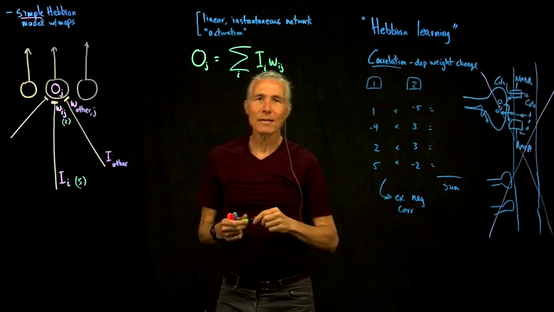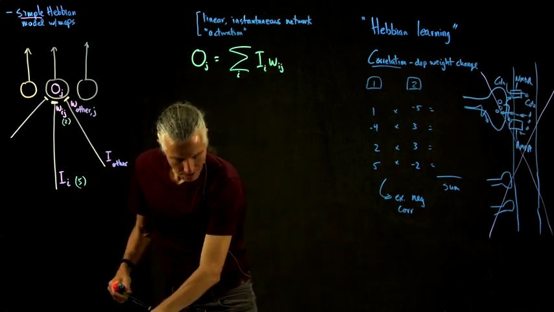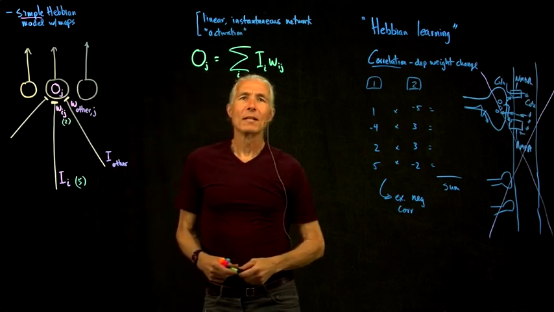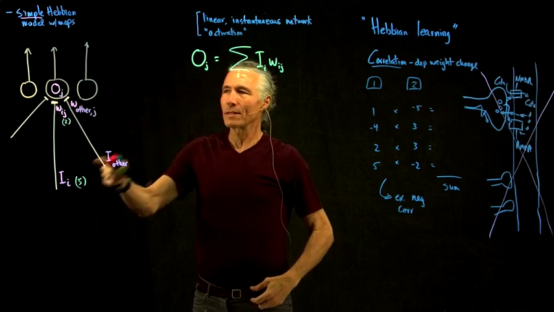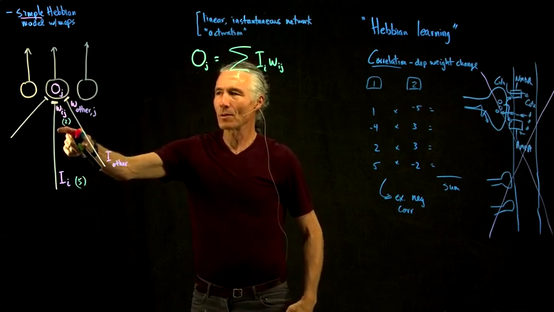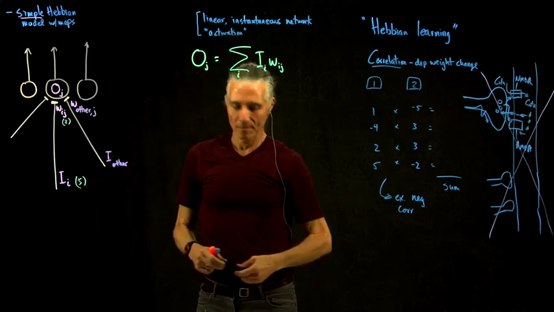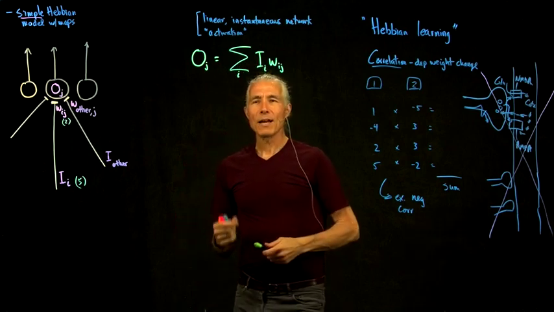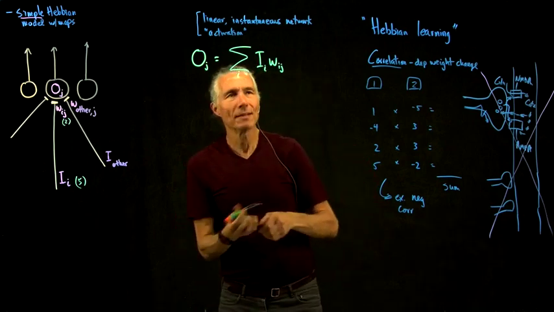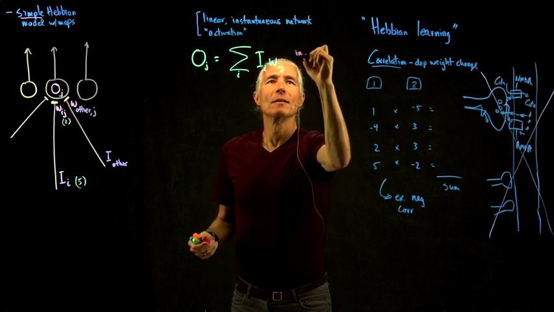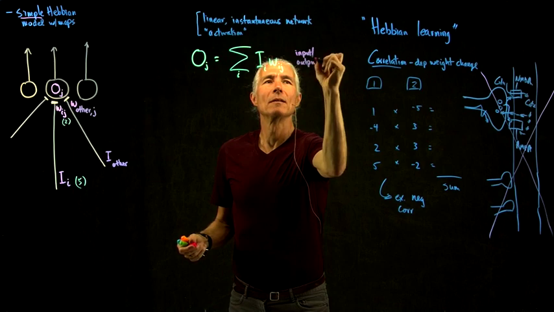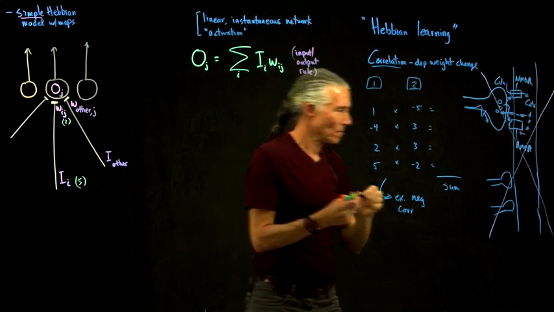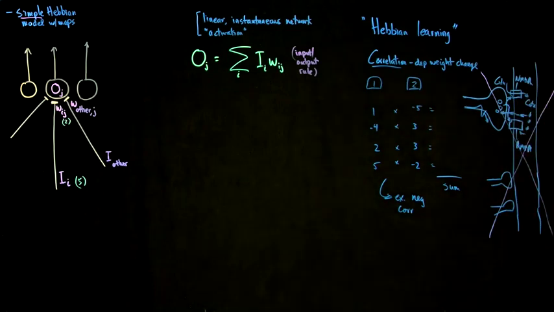Okay, so that's just a simple linear unit. It just sums up all its inputs times their weights, and then that's the output. So that's what we call the input-output rule. So let me just close this for a second.